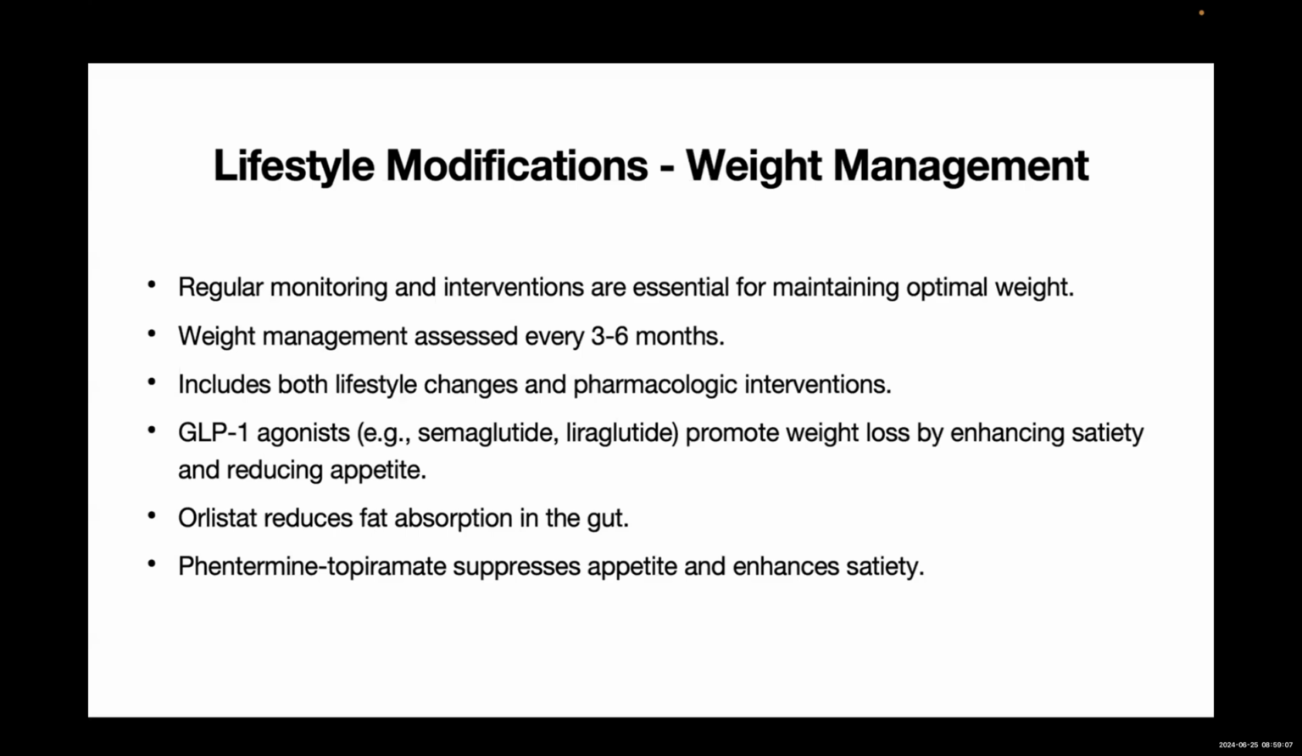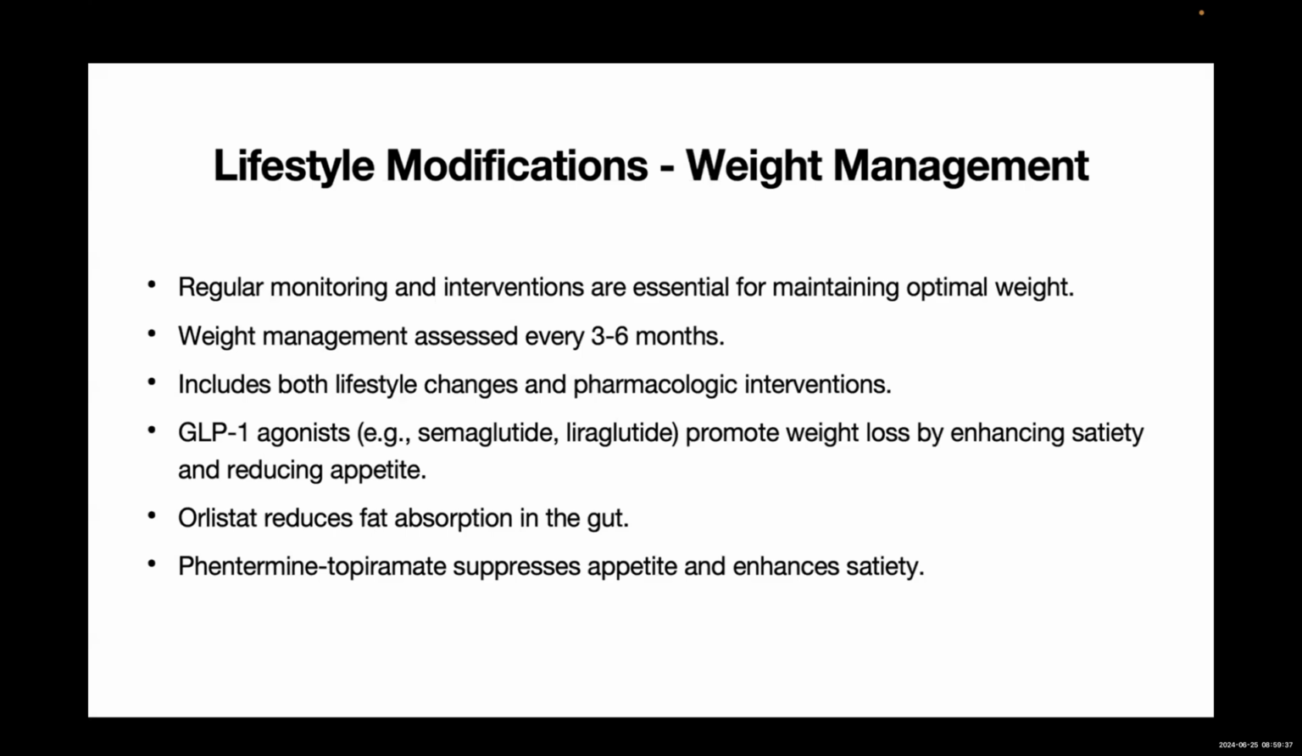for patients who are unable to achieve optimal weight through lifestyle changes. Pharmacological interventions such as GLP-1 agonists, which are semaglutide and liraglutide, are recommended. These agents promote weight loss by enhancing satiety and reducing the appetite, and they also have a favorable cardiovascular safety profile. GLP-1 agonists work by mimicking the hormone incretin, which increases the insulin secretion and decreases appetite.